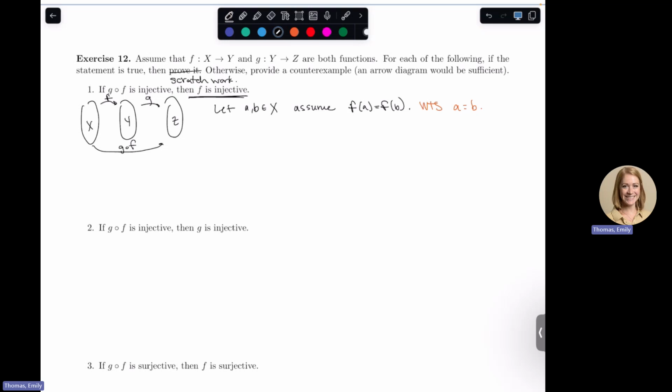And I also know that g is a function. So these are both y's, but they're equivalent. You know what I'm saying? They're equivalent in here, and because g is a function, they have to go to the same spot over here. Every input has an output, right? So because g is a function, g of f of a has to equal g of f of b.